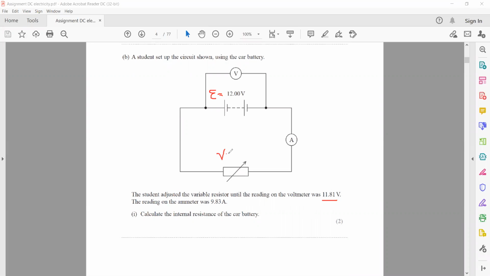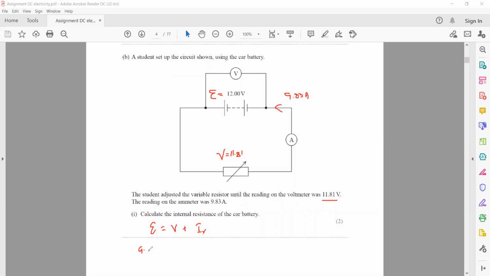We know the voltage here, the external voltage, that is 11.81. And we know the current in the circuit, that is 9.83 amps. So the formula which relates the external voltage and the total EMF with the voltage drop internally: EMF is equal to V plus Ir, because EMF is the total voltage, V is the external voltage, plus Ir, the voltage drop internally.